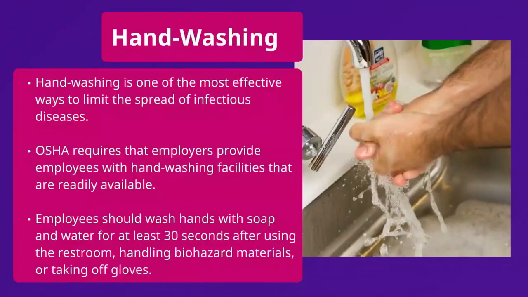Hand washing is one of the most effective ways that you can limit the spread of infectious disease. OSHA requires that employers provide employees with hand washing facilities that are readily available. You as an employee should wash your hands with soap and water for at least 30 seconds after using the restroom, handling biohazard materials, or taking off gloves.